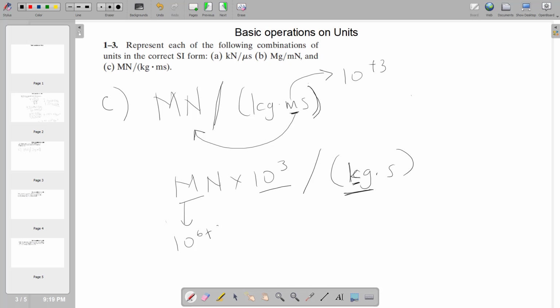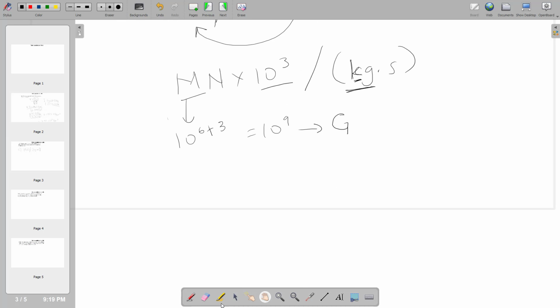10 to the power 6 plus 3, which is 10 to the power 9, which is giga. So our mega times 10 to the power 3 becomes giga, and our final answer is giga Newton per, we still have this, per kilogram second.